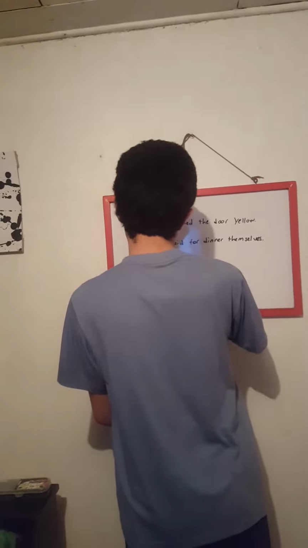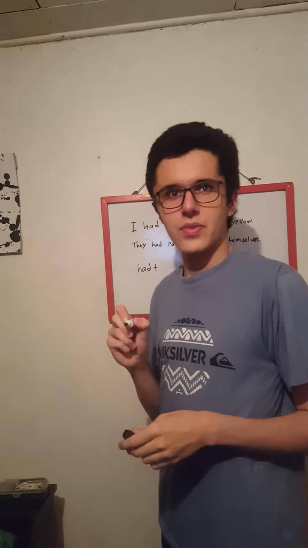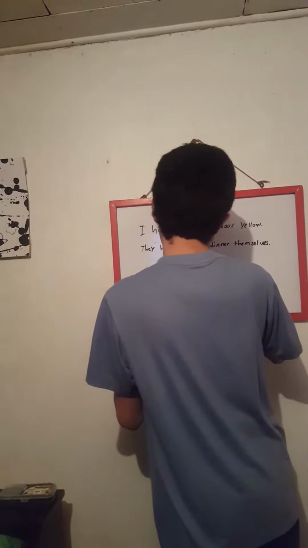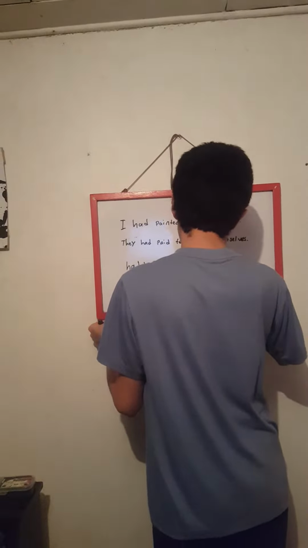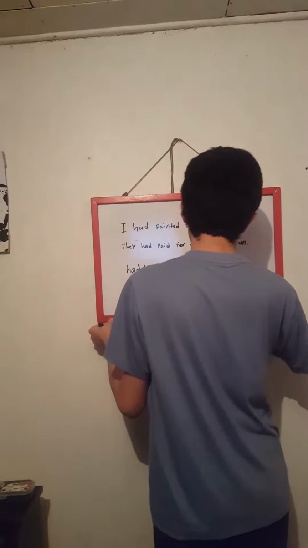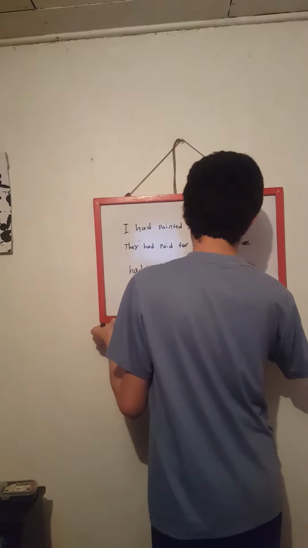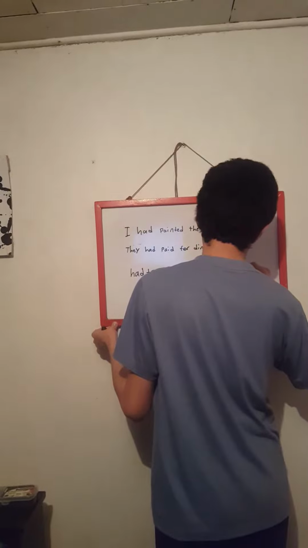How to form a past perfect. Regular verbs. You use this structure: had plus past participle. That means verb plus ed. The past participle can be made by adding ed to the base form of the verb.